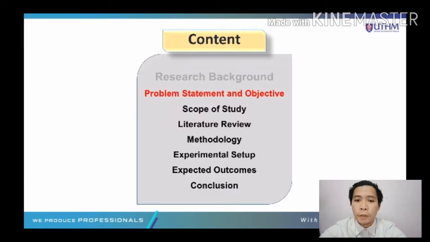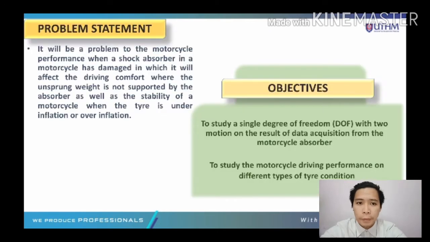So we move on to the problem statement and the objectives. My problem statement is that it will be a problem to the motorcycle performance when a shock absorber in a motorcycle has damage, in which it will affect the driving comfort, where the unsprung weight is not supported by the absorber, as well as the stability of the motorcycle when the tire is under inflation or over inflation.